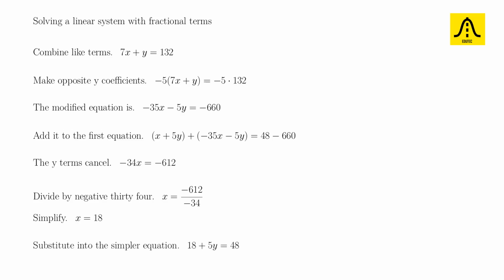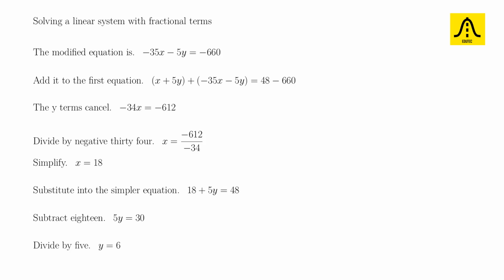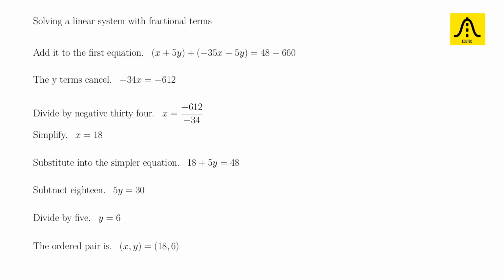Substitute x equals 18 into the equation x plus 5y equals 48. Subtract 18 from both sides. Divide by 5 to get y. The solution is the ordered pair 18, 6.